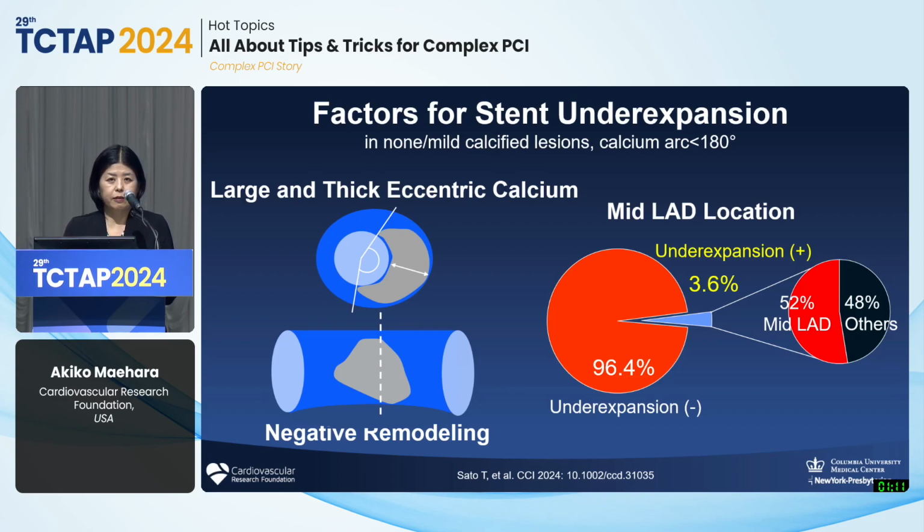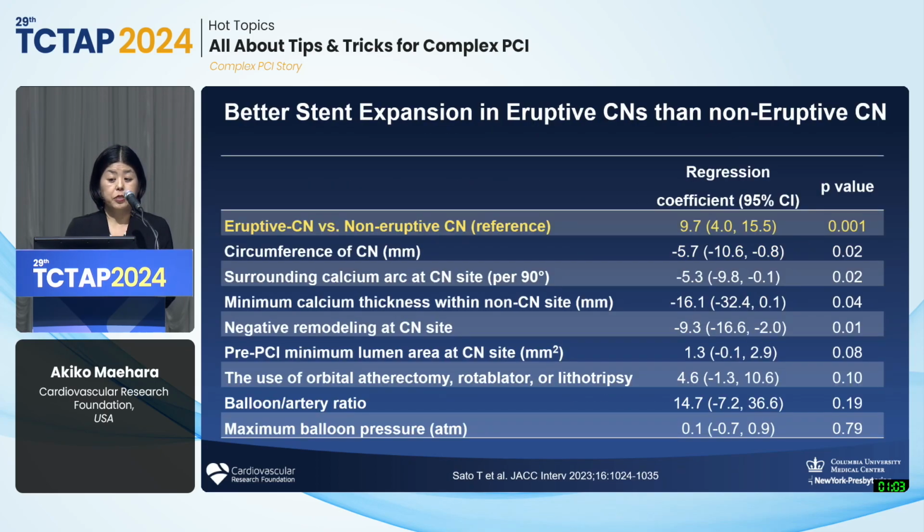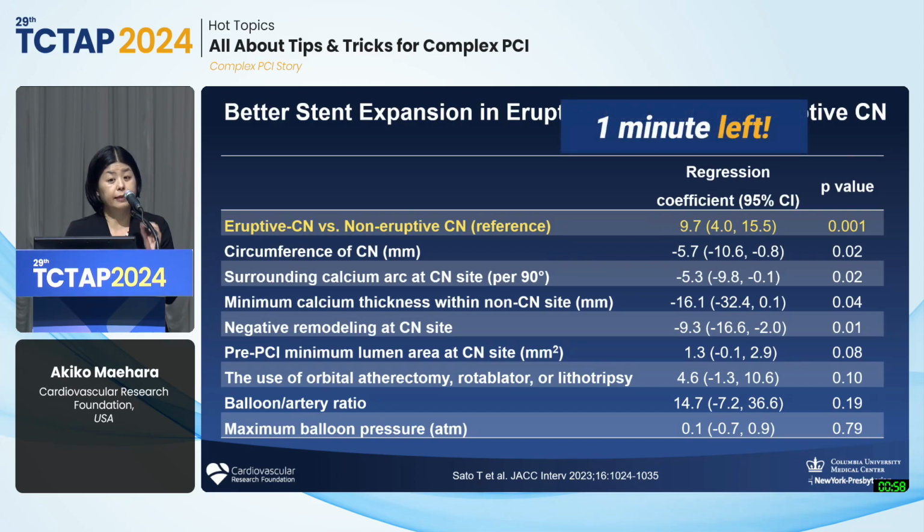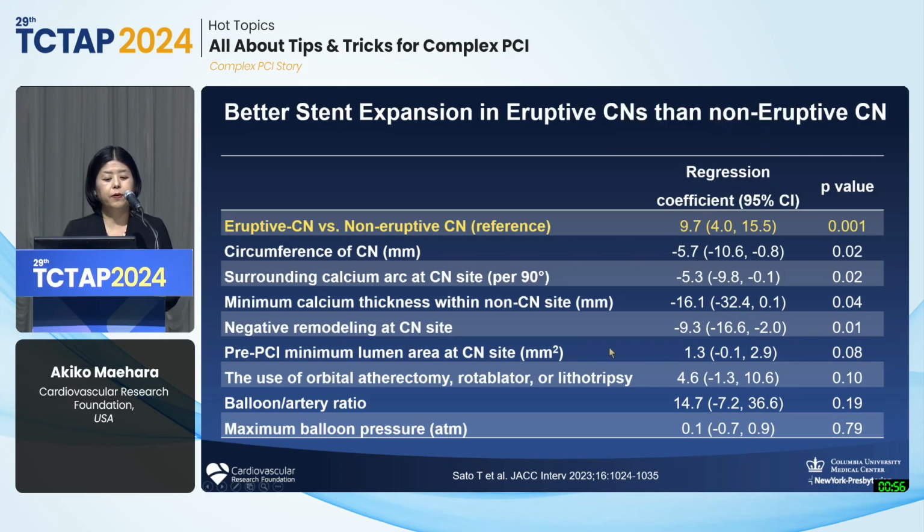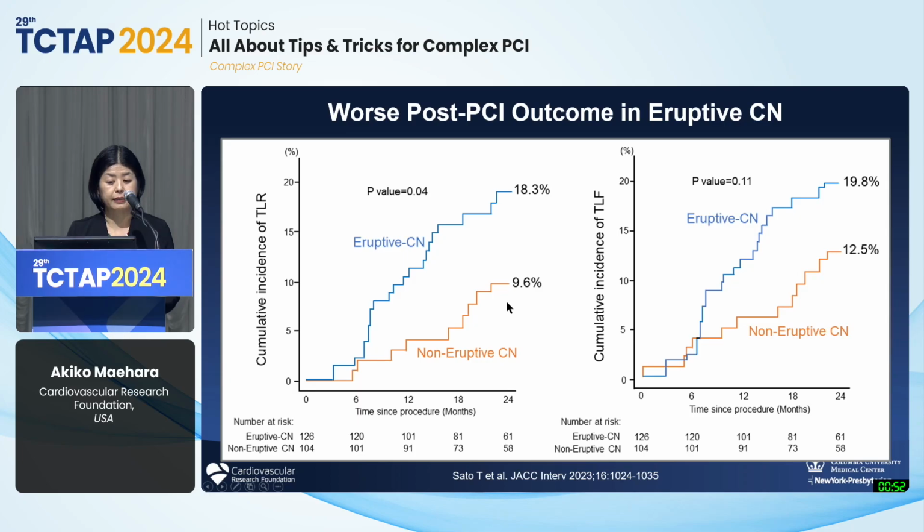So this is a kind of typical pattern in the calcified nodule, non-eruptive type. If that is together with negative remodeling, actually this is poor expansion. So altogether, what is the important factor to predict stent expansion in the calcified nodule is the pattern, but also the other factors outside of the calcified nodule site.